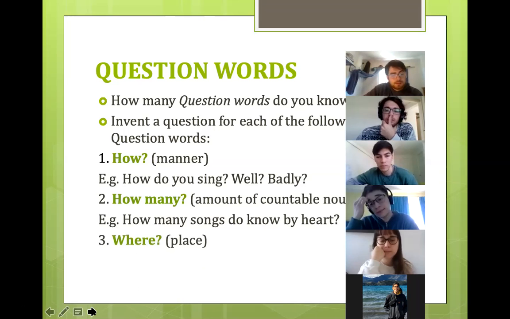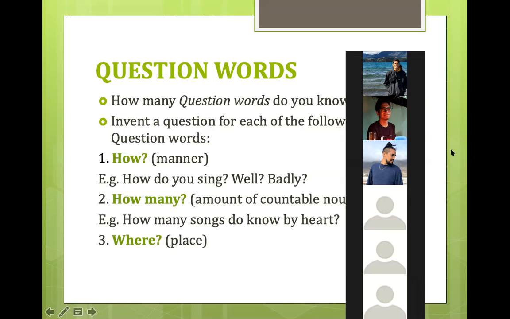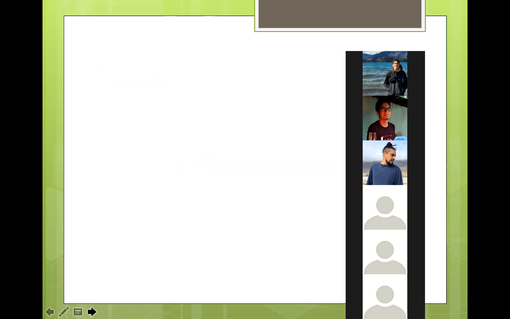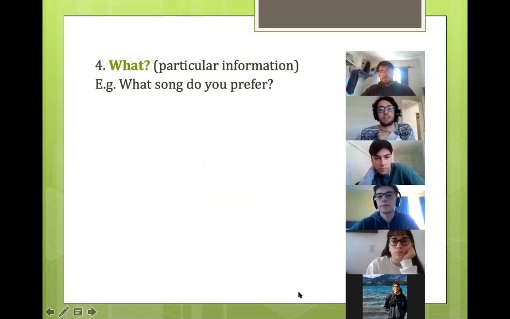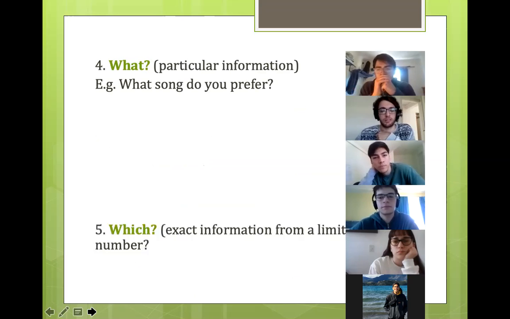Memory. Where, or place? Come on. Question with where? Anyone? One question with where? Where do you go? Where are you going? Yeah. Where did you go? Perfect. Where did your last concert take place? Yeah, in relation to music. What? What song do you prefer, for example? What is your favorite singer? Matthias answered. What is your favorite band?